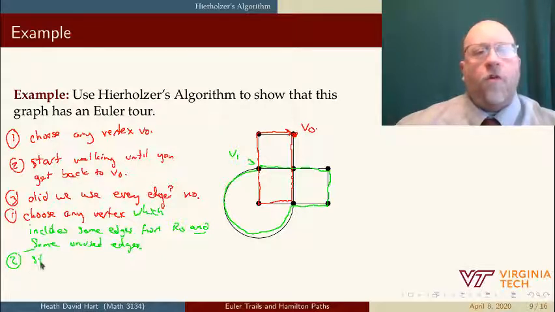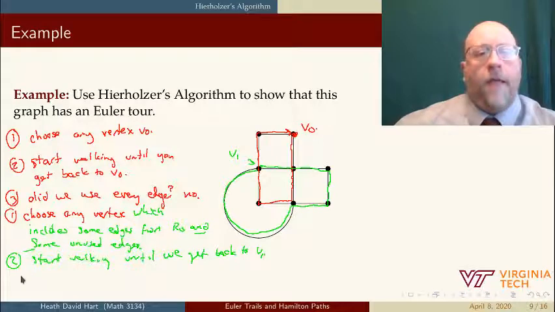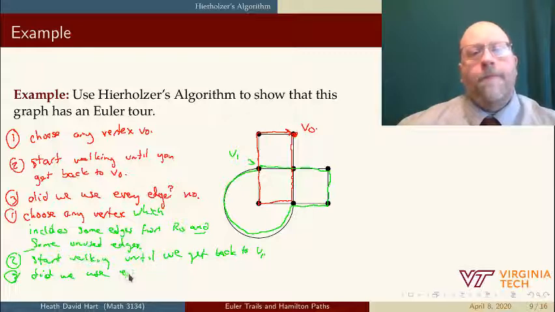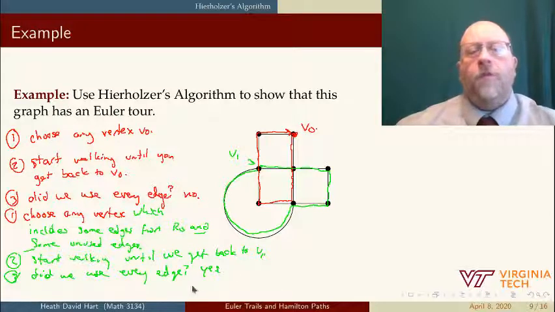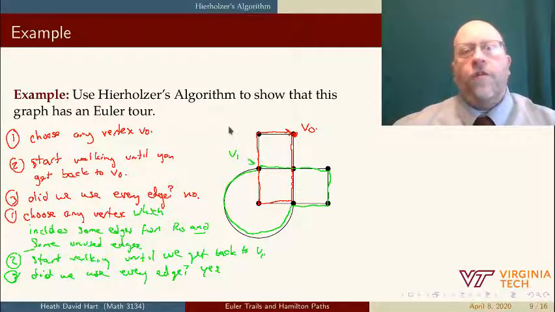So at step 2, we start walking until we get back to V1. And did we use every edge? This time, every edge has been used. If we had not used every edge, we would choose another vertex, V2, and draw a new circuit onto the process. But once we have chosen every edge, what we're going to do now is merge these two circuits together.